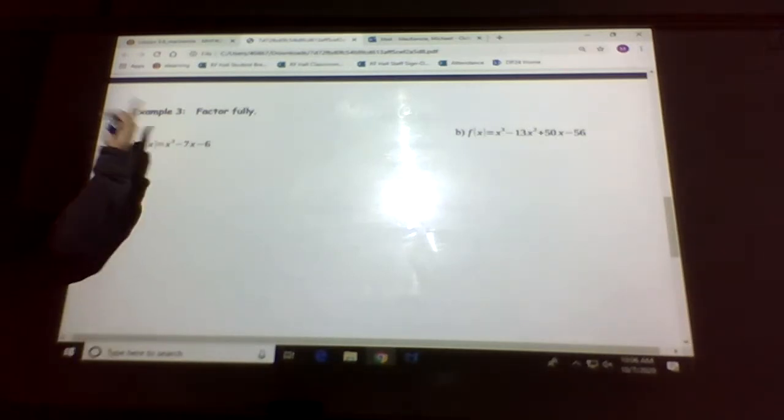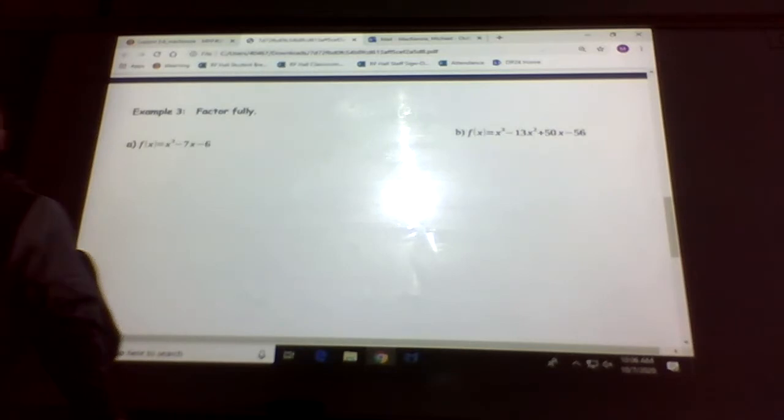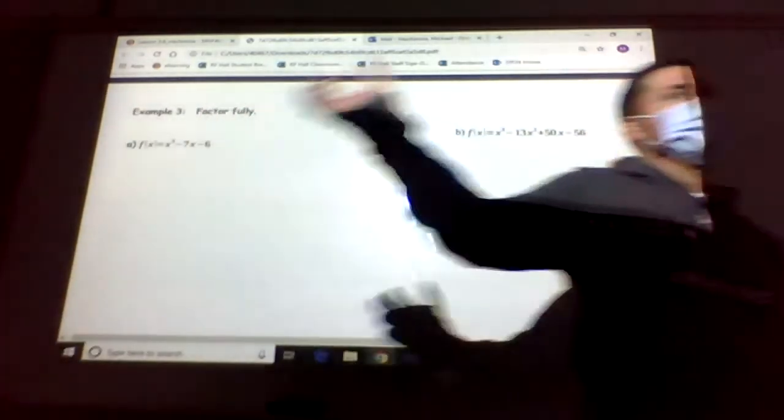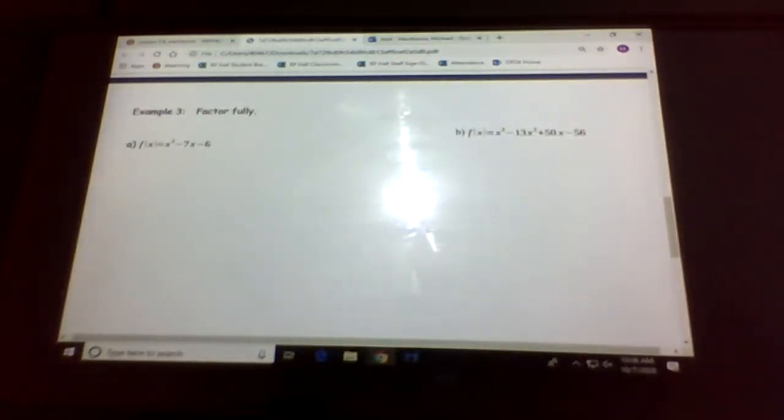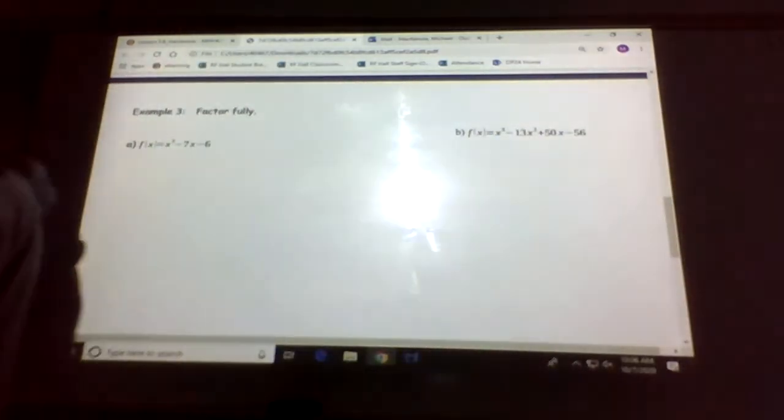Now, we have an x to the power of 3. We haven't learned anything with the x to the power of 3. We haven't done that last year. If you did, it was probably a greatest common factor. You took out an x and you're left with a quadratic. So we can't factor by any method that we've learned previously.